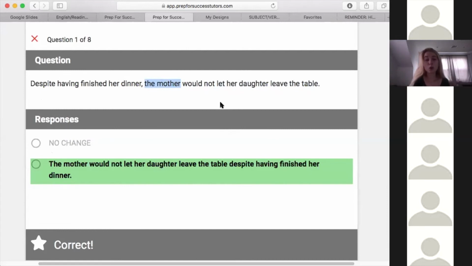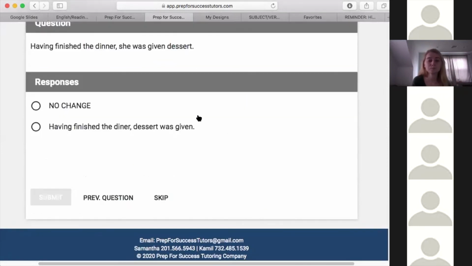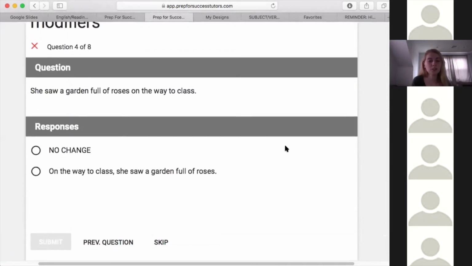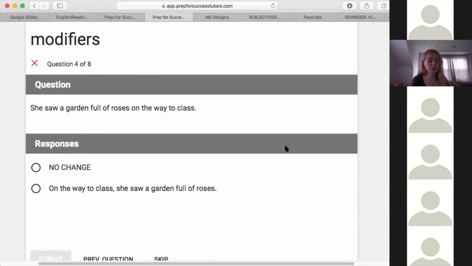So if we were to have this modifier in this way, we would have to say, despite having finished her dinner, the daughter was not allowed to leave the table by her mother, or something like that. We would need to rearrange the structure so then the daughter is directly next to despite having finished her dinner. All right, perfect. This one's a little difficult. Let's give this one a shot. And again, just feel free to type in the chat A or B, which one you think.